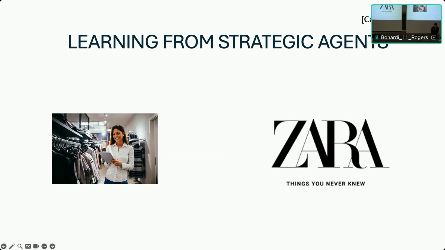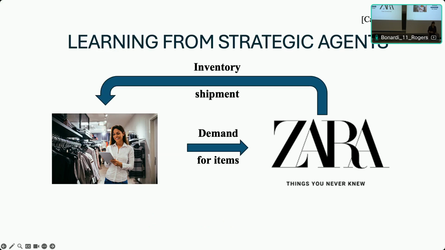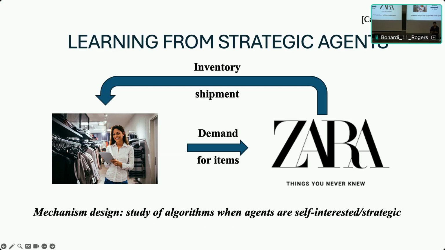What they do is they ask each store manager to report how much demand they have for each item type. Based on this, they run an algorithm on that, and this is going to output the inventory shipment decisions. What Carol will show is that the store managers are actually misreporting the demand for their items in order to increase their own personal revenue. This motivates the idea of applying mechanism design to learning tasks. And mechanism design just studies algorithms when we consider how strategic agents are going to interact with the algorithm.